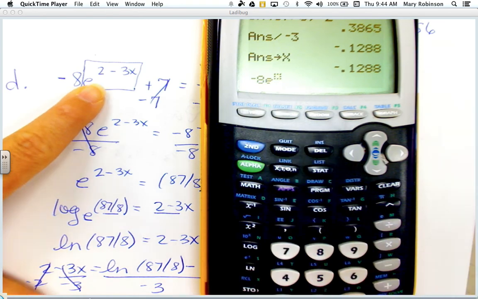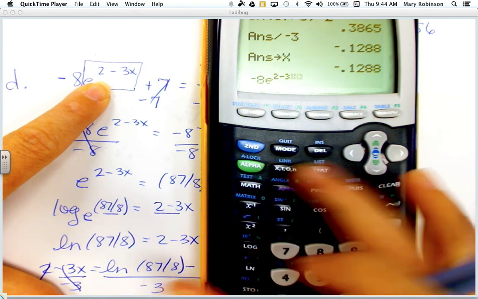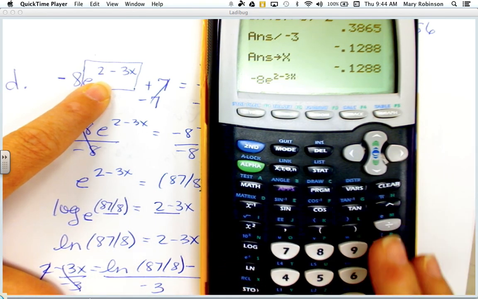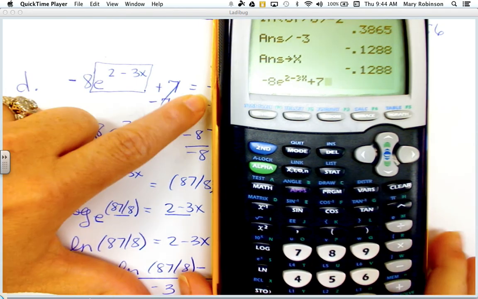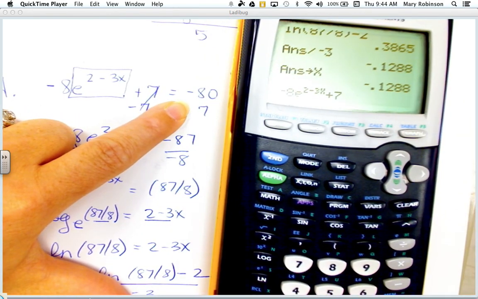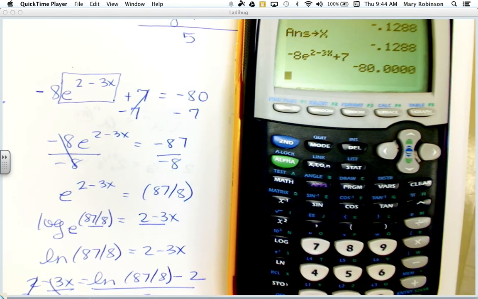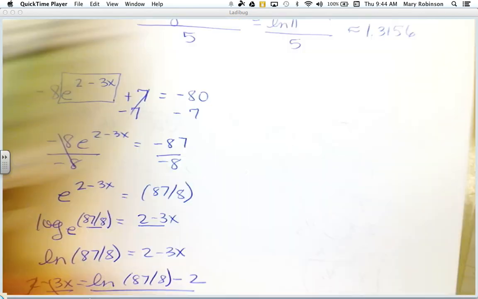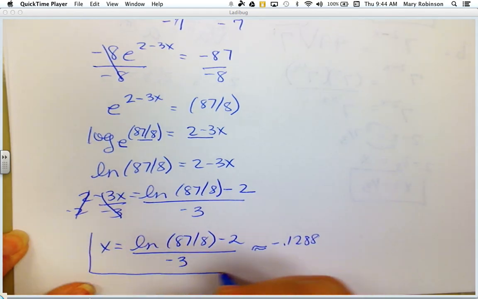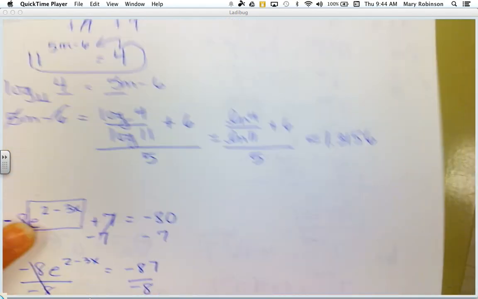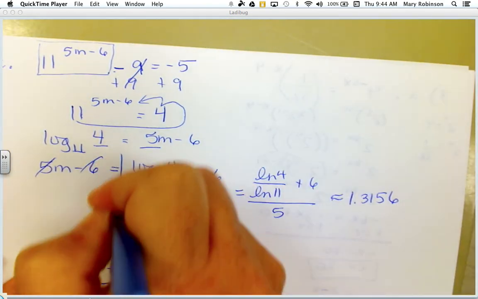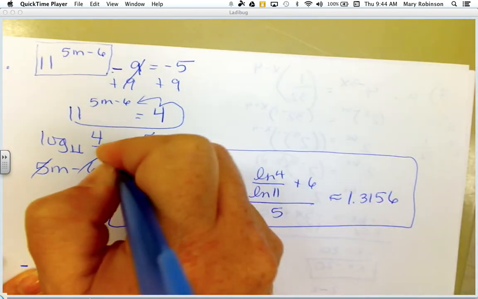Negative 8 e to the 2 minus 3x. Hit my left arrow to come down and then add 7. Now if I've done this correctly, when I hit enter I'll get negative 80. Alright, that tells me my answer is correct. Make sure that when you finish with all your work that you put a box or something around it so you are really clear about where your answers are when we grade them.